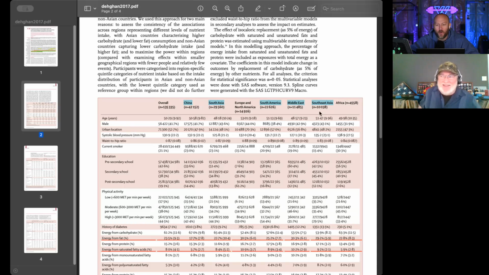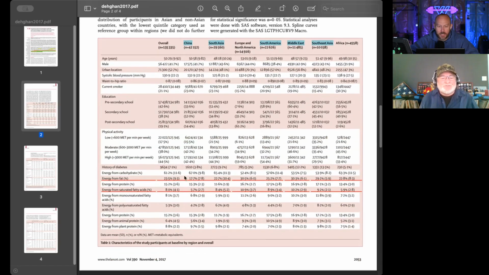Just slipped right out. So considering the populations, and then if we were to actually go in here and look at percent of carbohydrates, we can see in China it's 67%, 65%. So the main staple in these countries would be white rice.